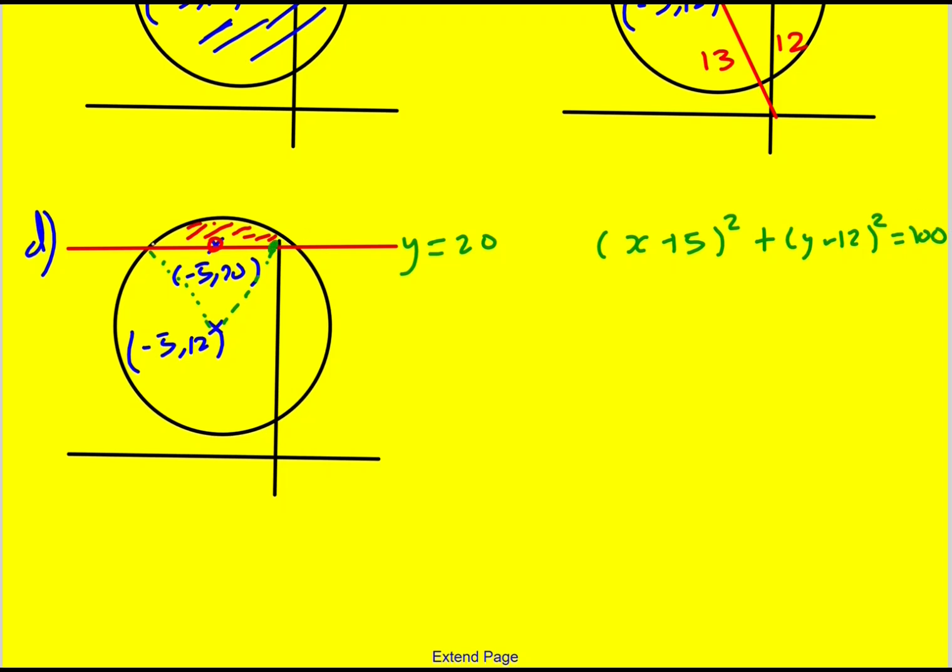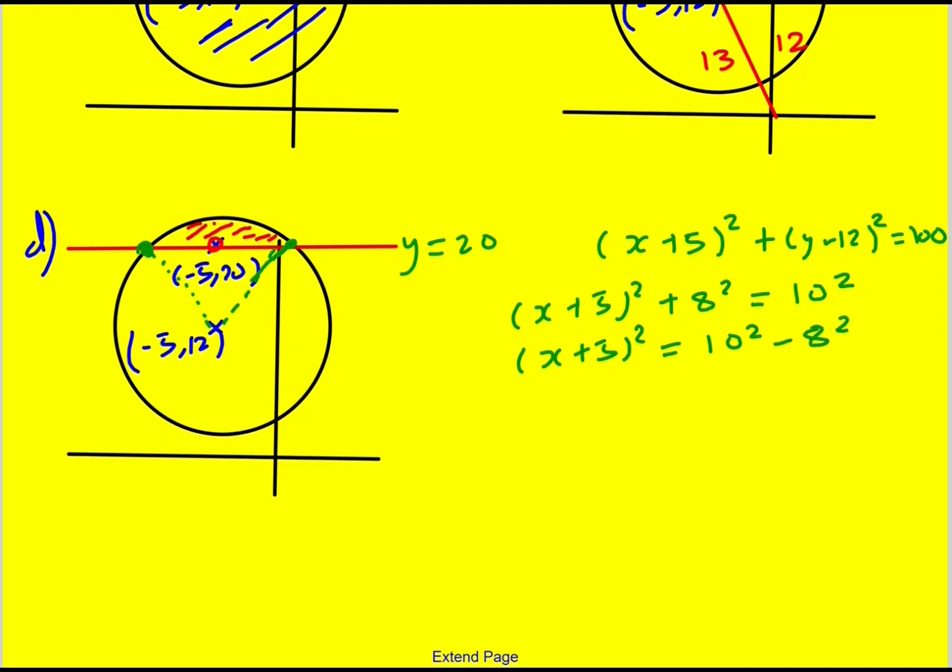And these 2 points, sorry, I should have drawn it to here. But these 2 points are where they coincide, and therefore I can just set y equal to 20 in this second equation. So x plus 5 squared plus 8 squared is equal to, I'm going to write it as 10 squared. X plus 5 squared equals 10 squared minus 8 squared.